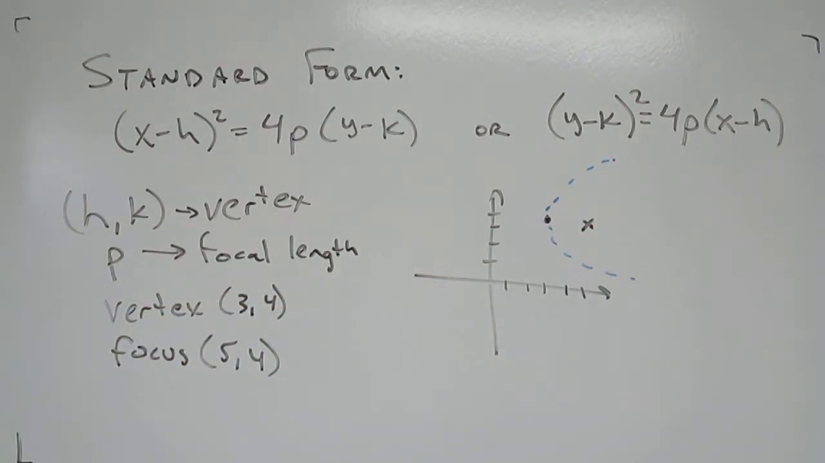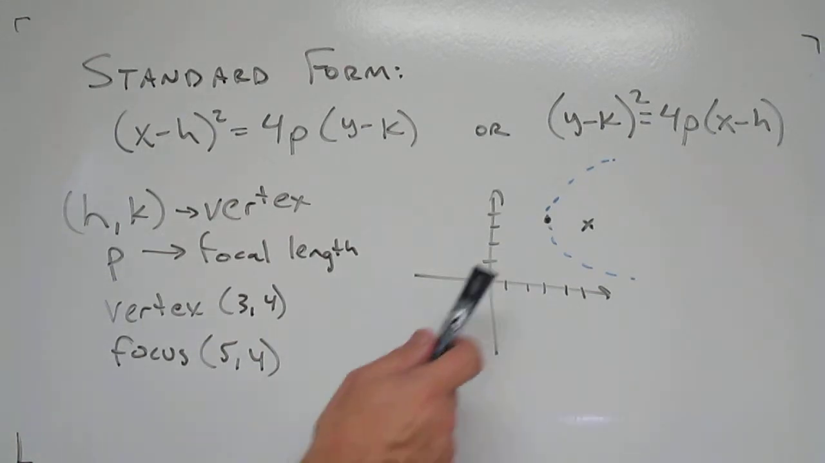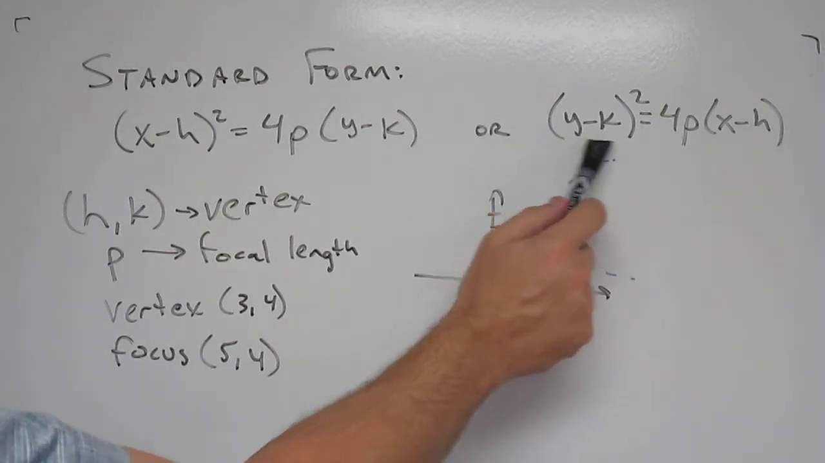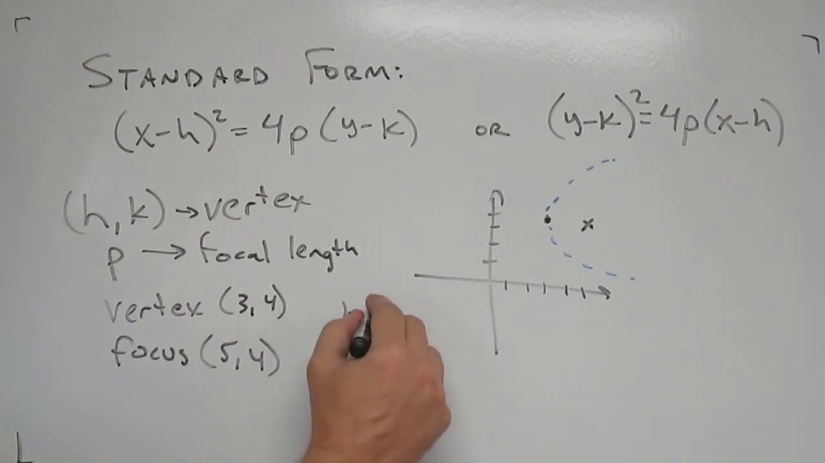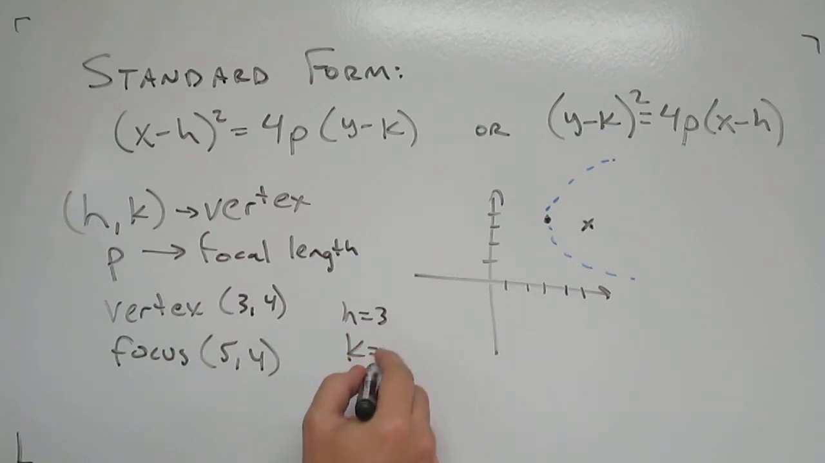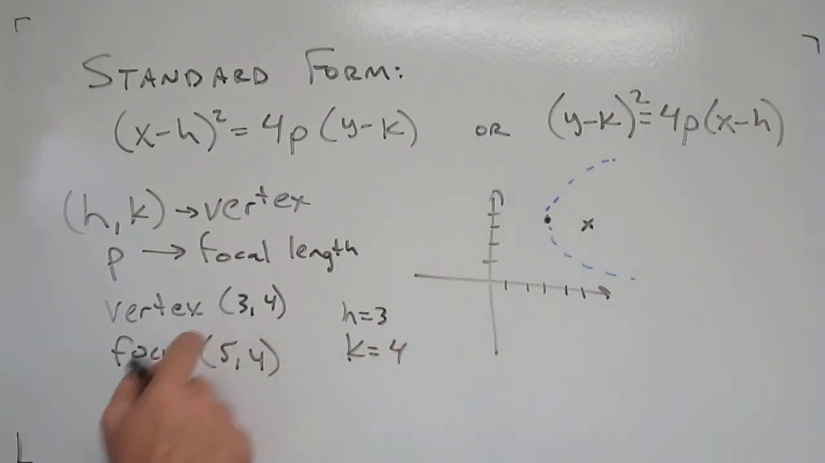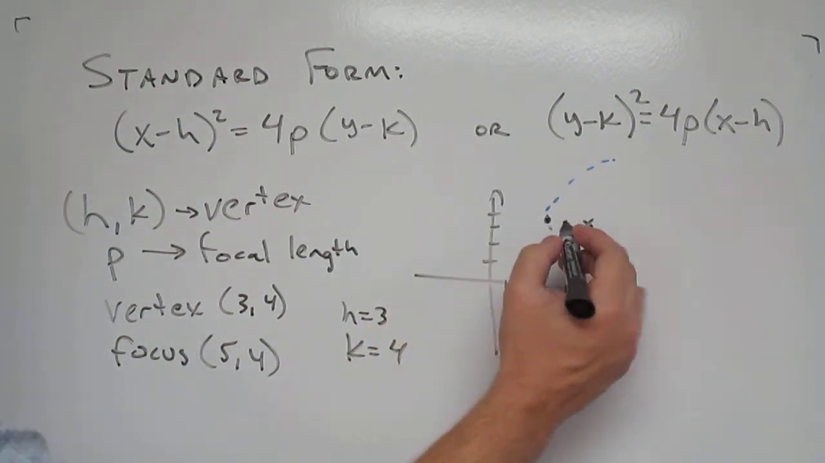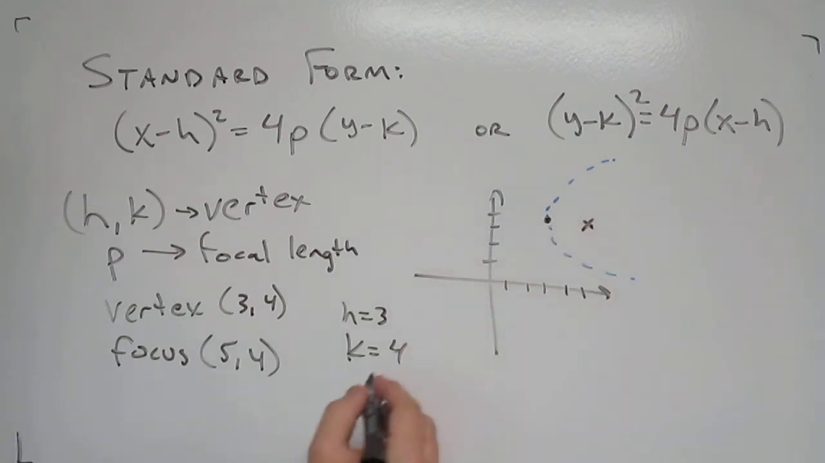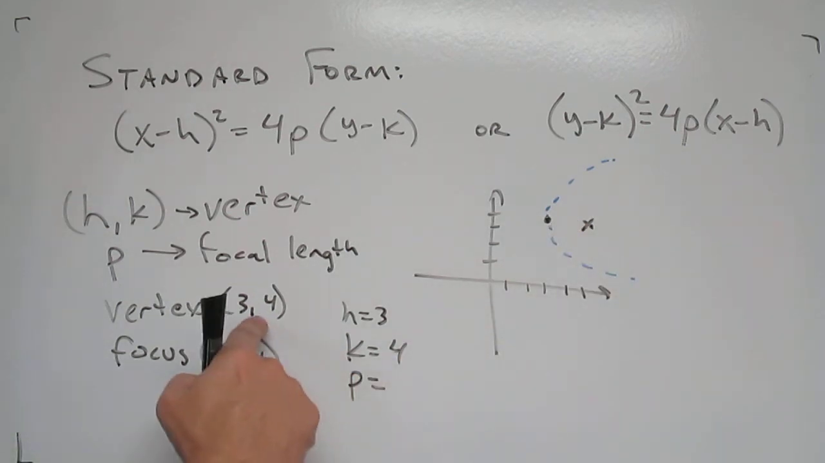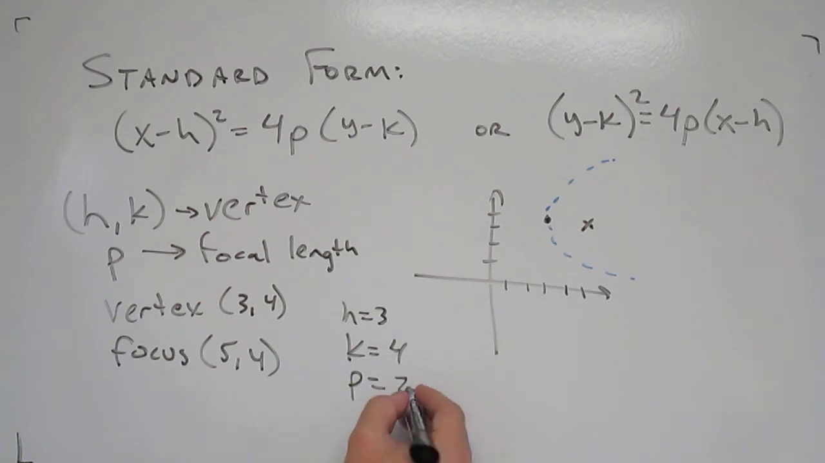Here are the key things I can get out of this. Because this thing is opening left or right, I'm going to use this equation. I know that h is going to be equal to 3. k is going to be equal to 4, because those are the coordinates of the vertex. And I can figure out the distance from the vertex to the focus, which is my value of p. From 3, 4 to 5, 4 is going to be equal to 2.